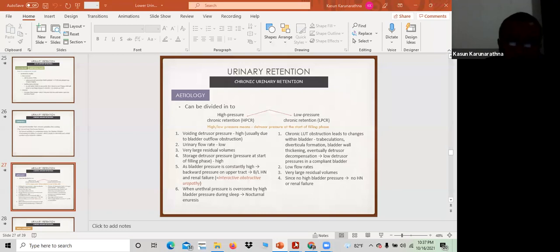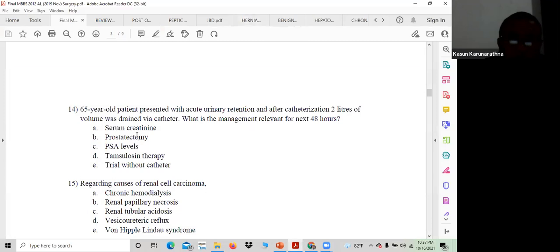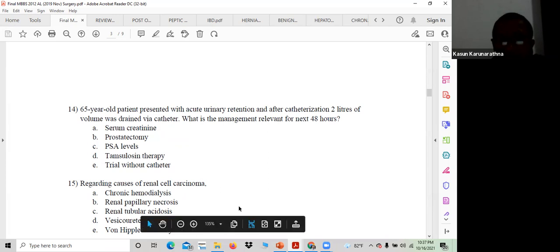Okay, coming back to the question. Serum creatinine is true. They're asking about management within the next 48 hours. You should assess the renal function. Prostatectomy, PSA levels out. Tamsulosin, again yes. Trial without catheter, again not within the first 48 hours, right?